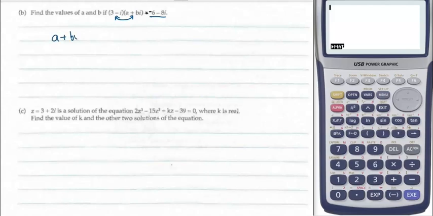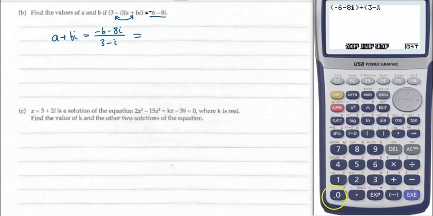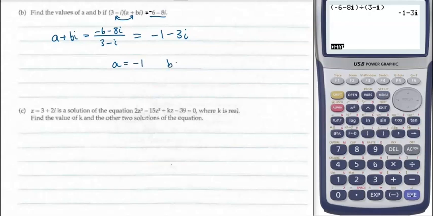So a plus bi will be minus 6 minus 8i divided by 3 minus i. And that much you can do on your calculator. So we'll do a minus 6, take away 8i, and divide it through by 3 minus i. So therefore a is minus 1, b is minus 3 by matching up this side with this side.